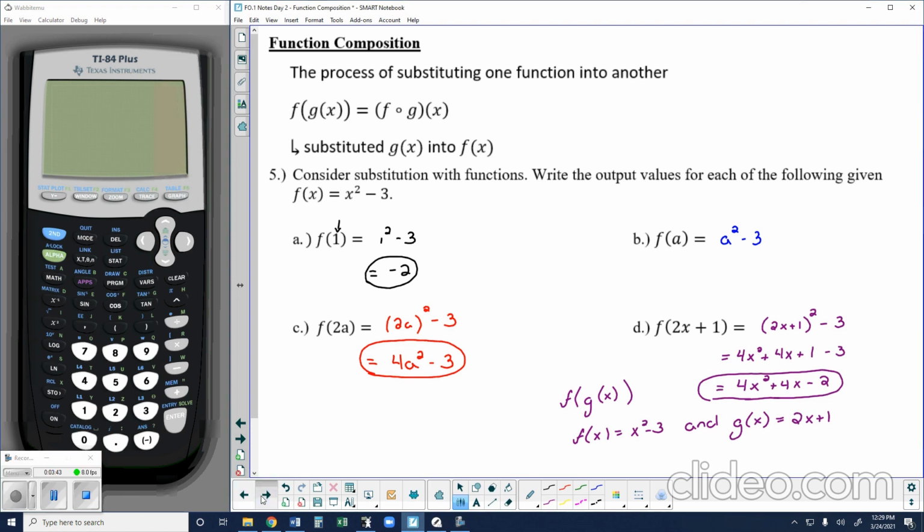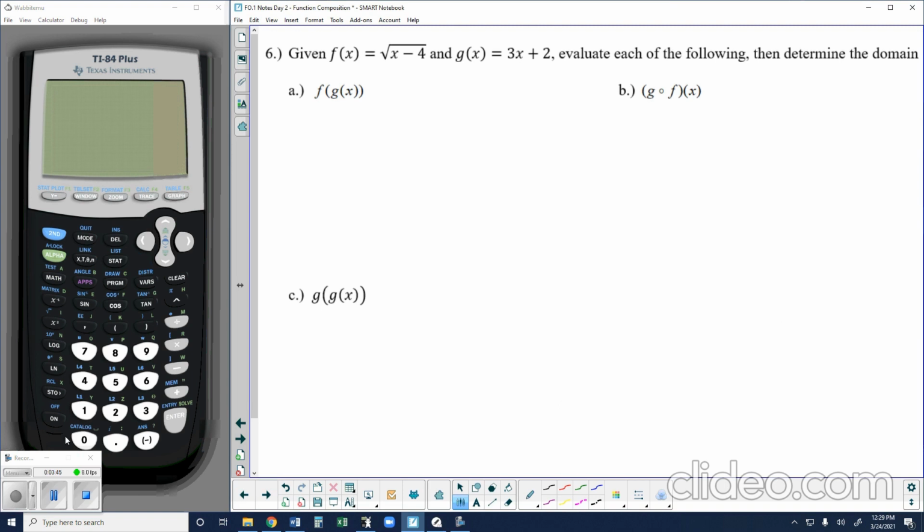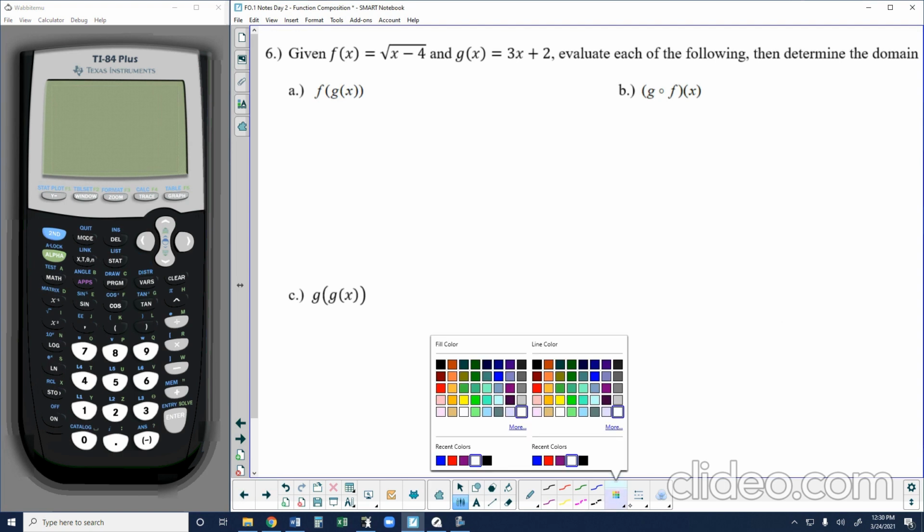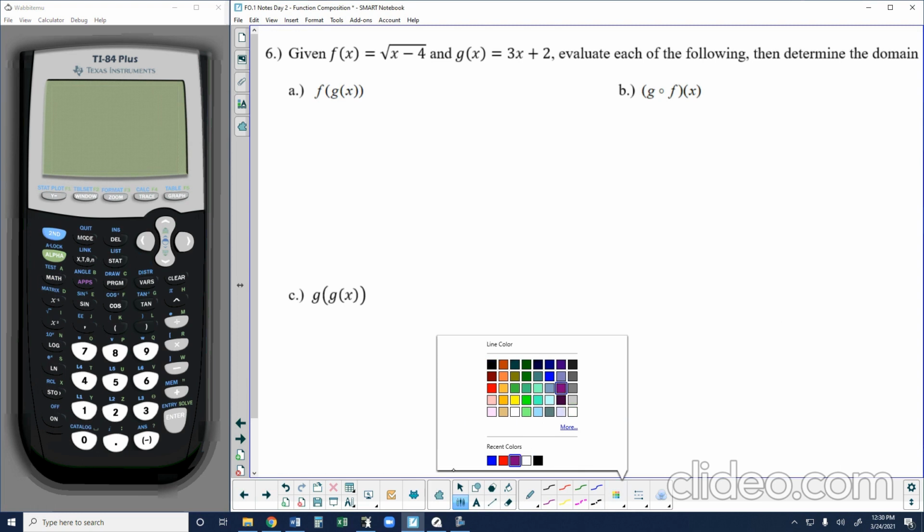So let's take a look at how some more examples may work. In problem number 6, it says, given f of x is equal to the square root of x minus 4, and g of x is 3x plus 2, evaluate each of the following, then determine the domain. So we're going to complete a function composition, and then actually look at the domain. First, let's do the composition.